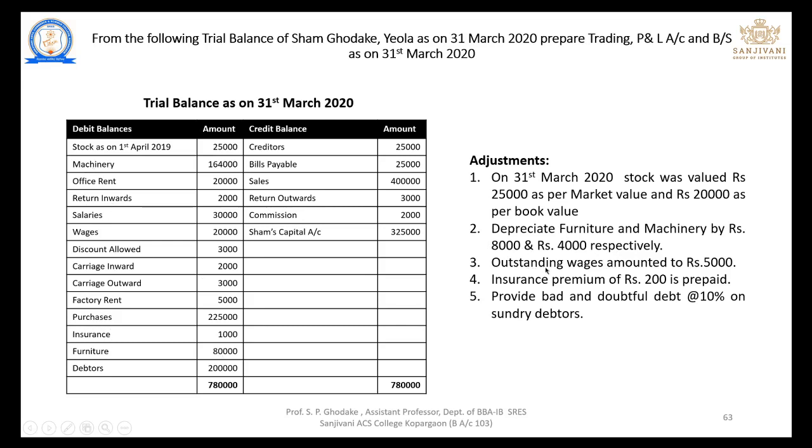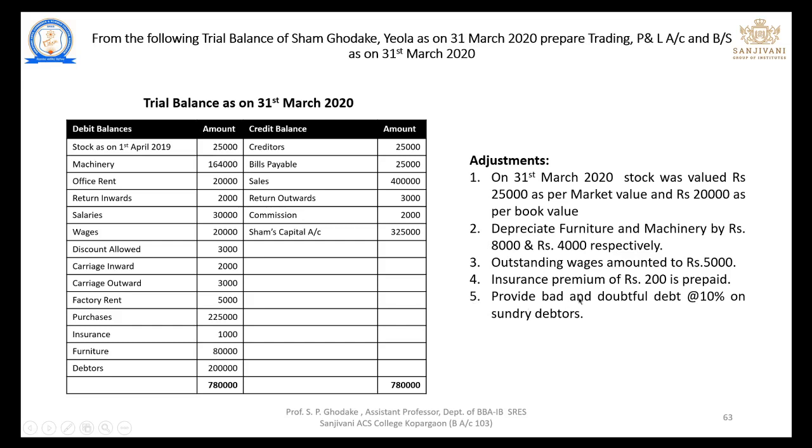Then we have the third adjustment, outstanding wages. When outstandings are there, they are added to the respective item, so here we have to adjust the wages item. Next is the insurance premium, which is prepaid. When prepaid is there, we have to deduct it from the respective item, so here we deduct it from the insurance premium. And we have to give the second effect of all these transactions in the respective accounts.